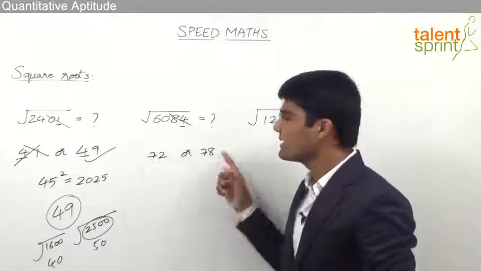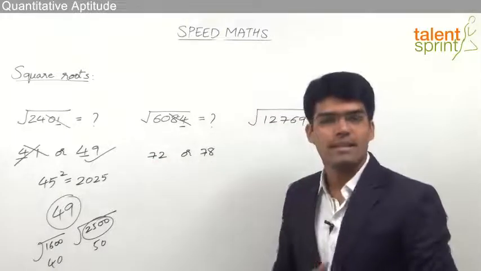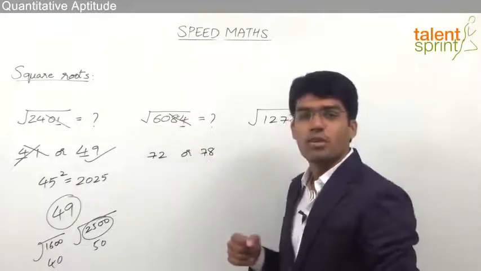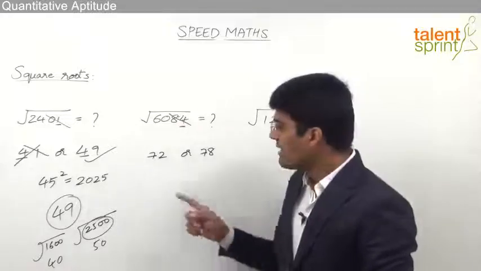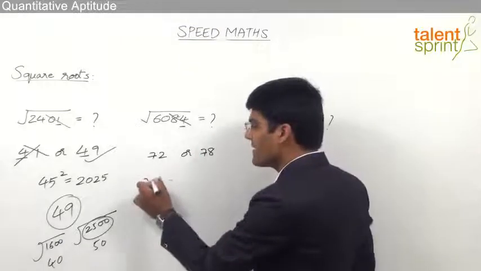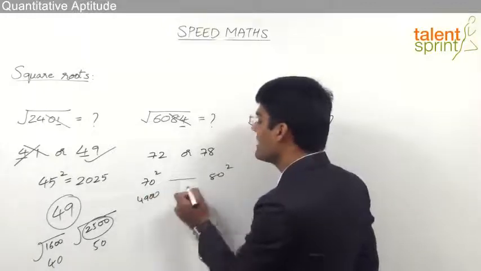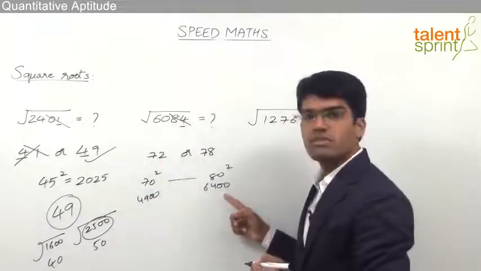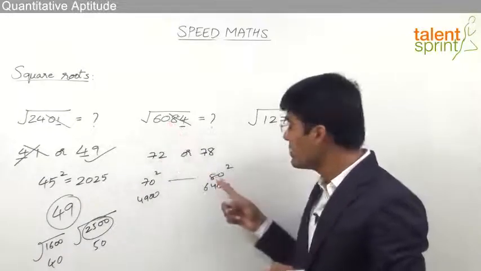So 7 comes in the tens place. So after the second step, we know that either the answer is 72 or 78. Now if we try to observe, the number 6084 is closer to 6400 when compared to 4900. The numbers here are 72 and 78, so the range will be 70 to 80. 70 square and 80 square are 4900 and 6400. This number 6084 is closer to 6400 when compared to 4900. So very clearly the answer should be closer to 80.